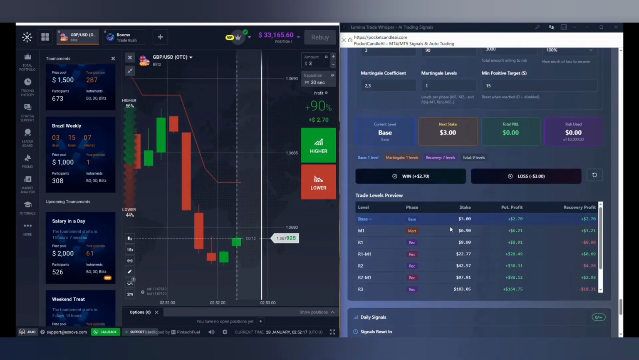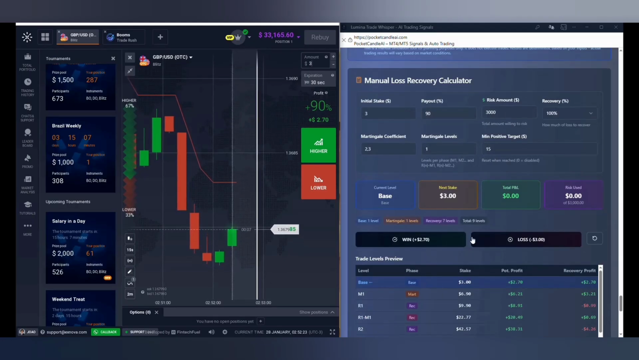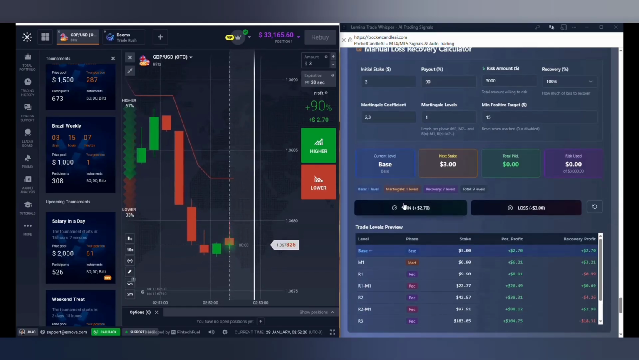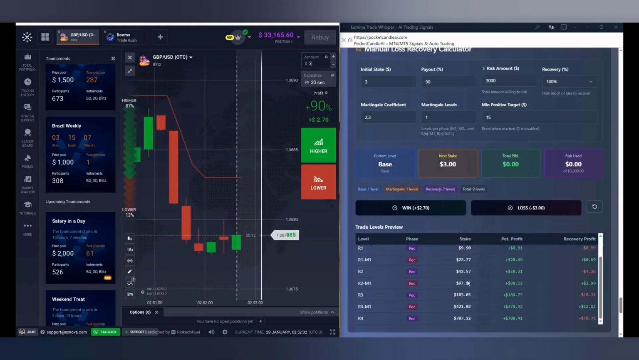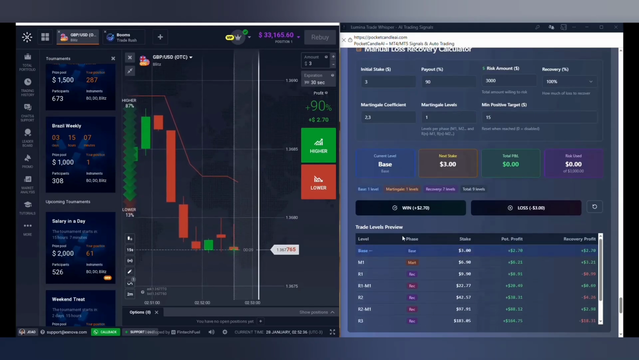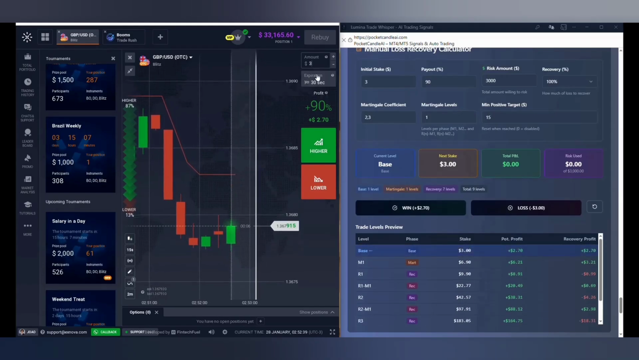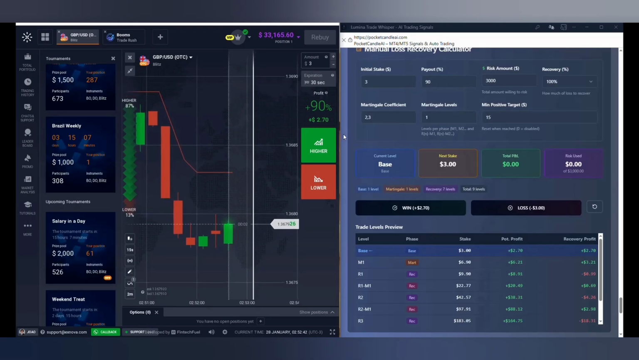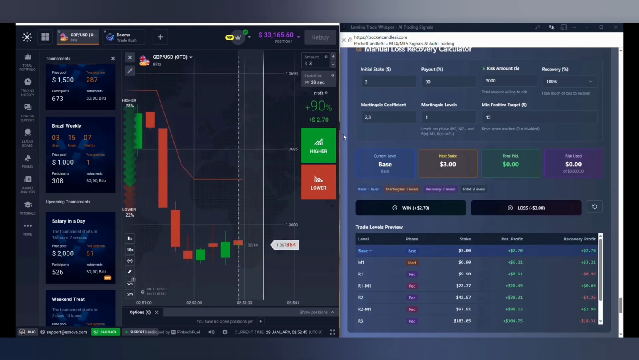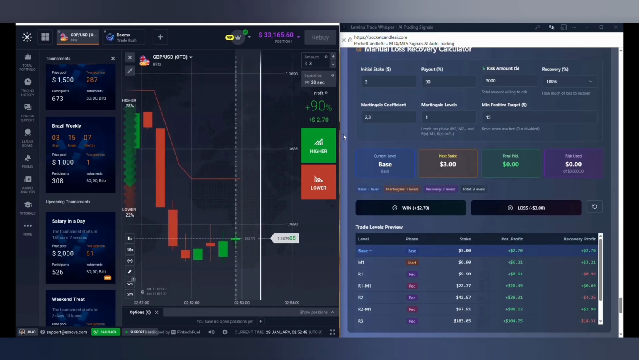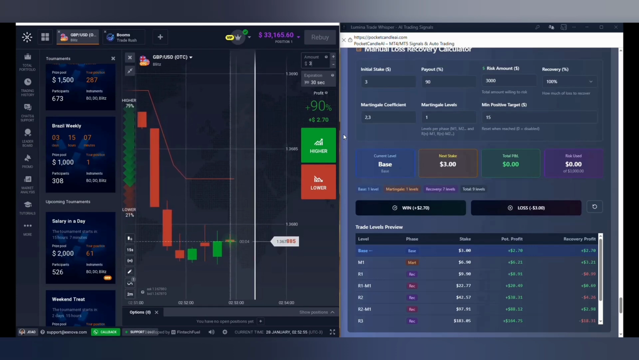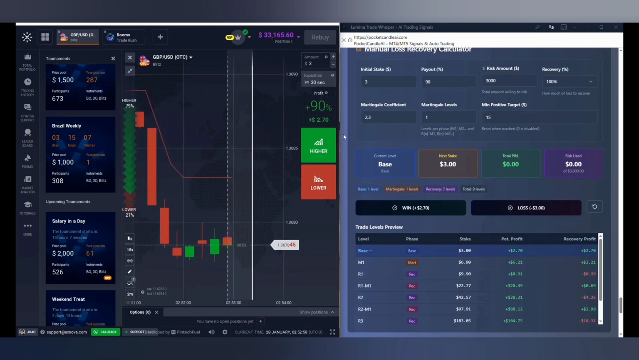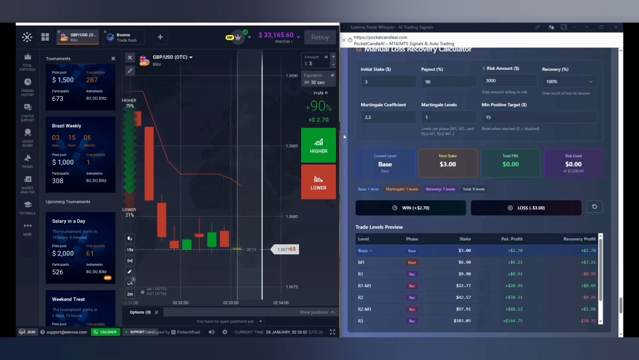So let's begin, guys. How to use this here. This is clear. Now I have this here that I am able to see the next trades. The first one is 3, the second one is 690. So let's start. I'm waiting for the signal. Let's wait for the signal, guys.